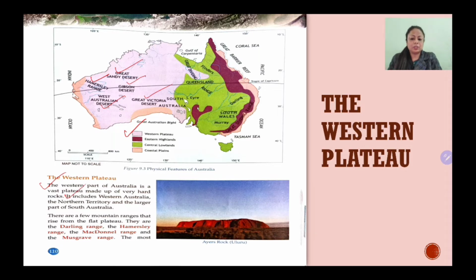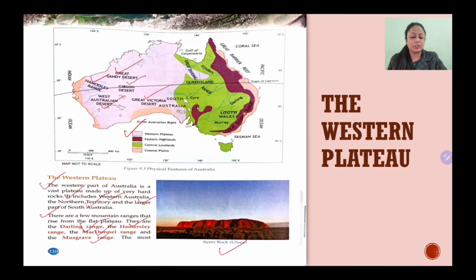It includes Western Australia, the Northern Territory and a large part of South Australia. So these are the three states and territories of Australia, and the Western Plateau is extending over all these three states and territories. There are a few mountain ranges about which we have discussed just now, like the Darling Range, Hamersley Range, McDonnell and Musgrave Range.